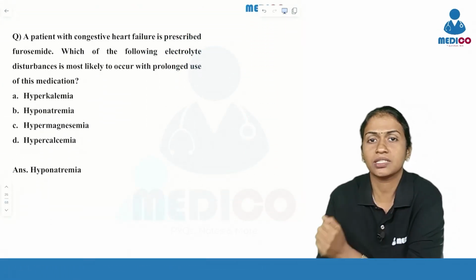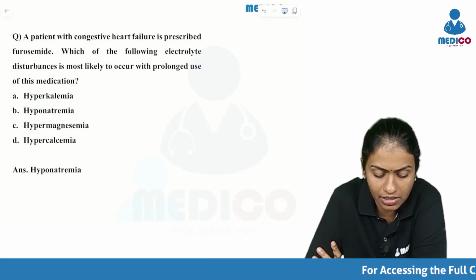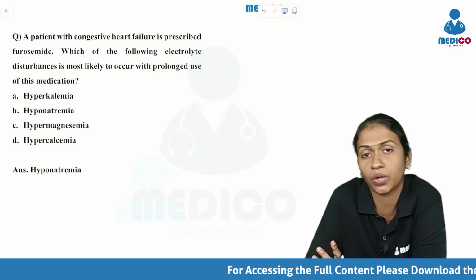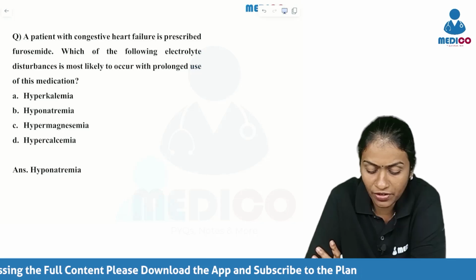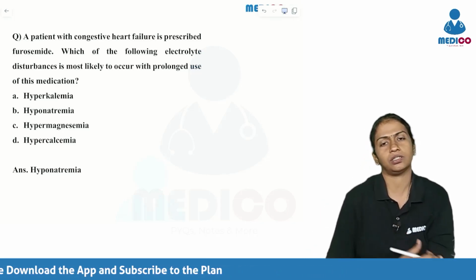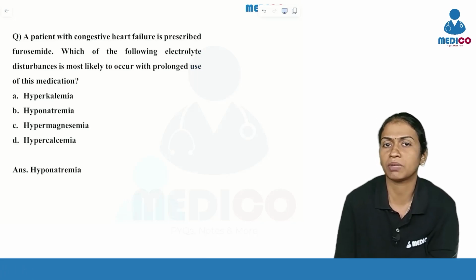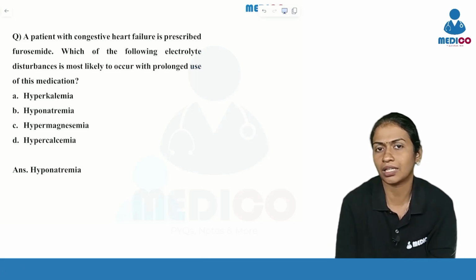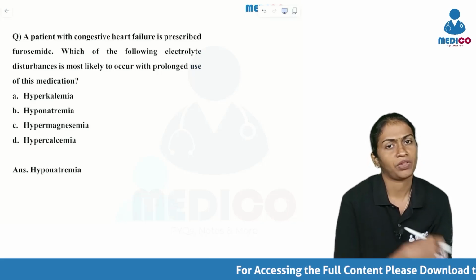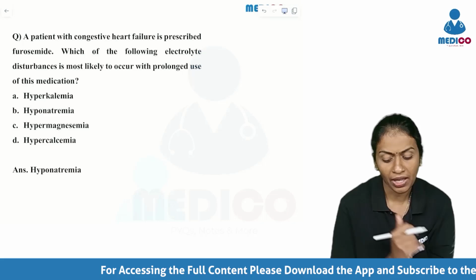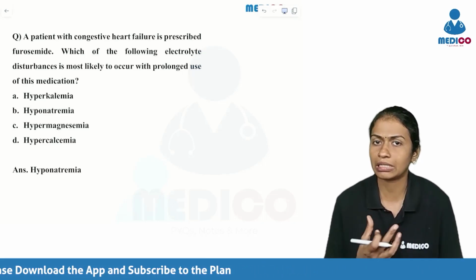Now, a patient with congestive heart failure is prescribed furosemide. Which of the electrolyte disturbances is most likely to occur with prolonged use of this medication? First of all, with congestive heart failure, only in case of acute left ventricular failure, pulmonary edema, we prefer giving furosemide because of its rapid venodilatory effect and redistribution of blood from the pulmonary to systemic circulation. Otherwise, we prefer giving agents like spironolactone by preventing the ventricular remodeling.